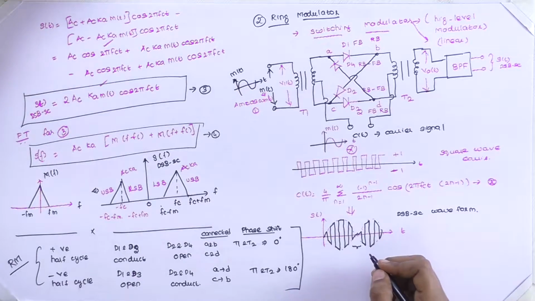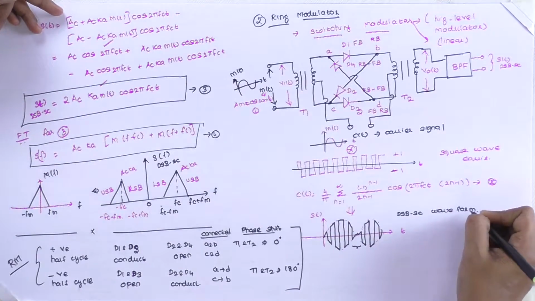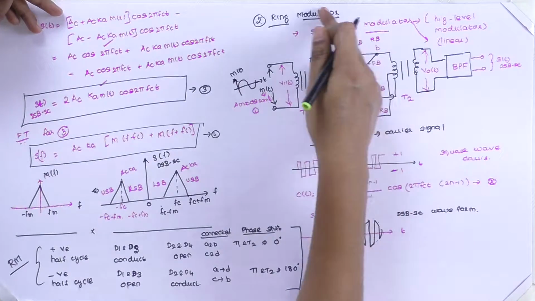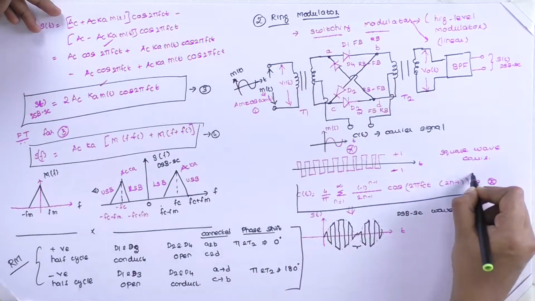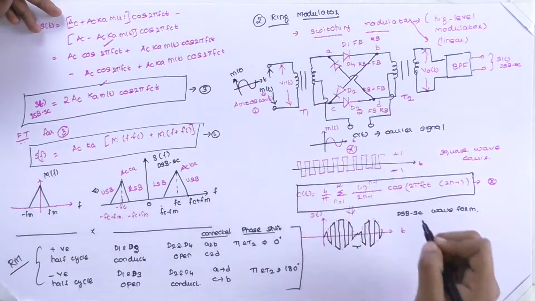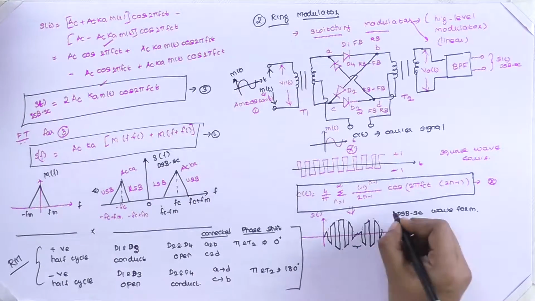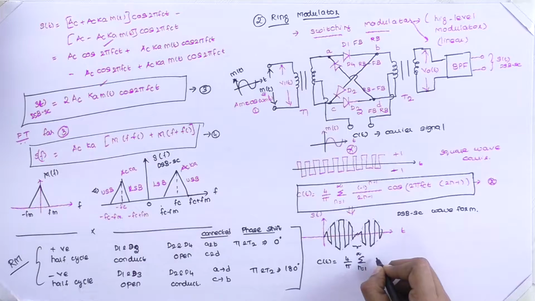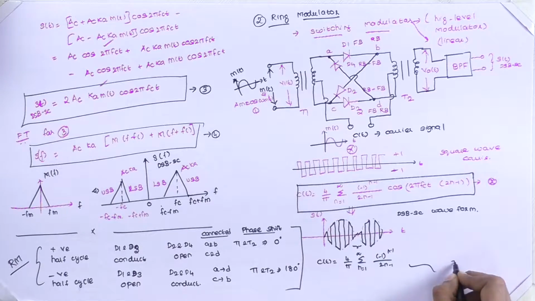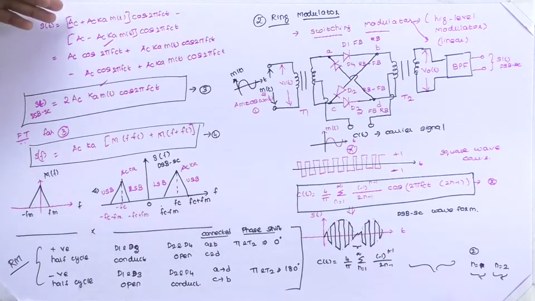Now we are going to see the time domain and frequency domain representation. Then we will go to the frequency domain representation of the ring modulator. We have just mentioned the Fourier series analysis for the periodic pulse train. Now, c of t is equal to 4 by pi summation of n equal to 1 to infinity of minus 1 to the power n minus 1 divided by 2n minus 1. In this equation, we are going to substitute n equal to 1 and then n equal to 2. We are going to take only the first two terms for our derivation.